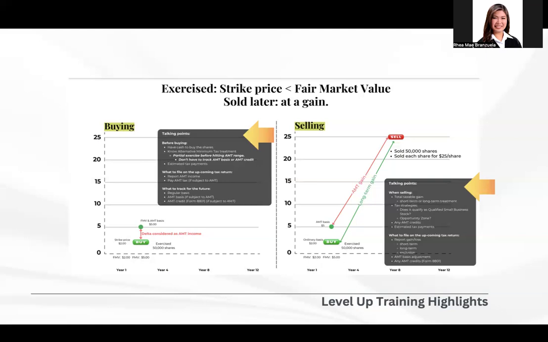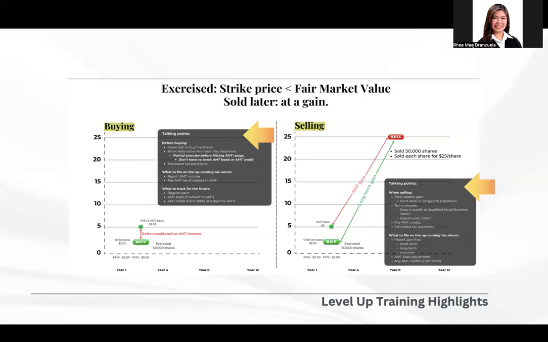Moving forward, after the exercise, our client must report the AMT income in their tax return and pay any applicable AMT. The FMV at the time of exercise was already established as the client's AMT basis, which is higher than the ordinary tax basis. So this adjustment could be beneficial when our client eventually sells the share.